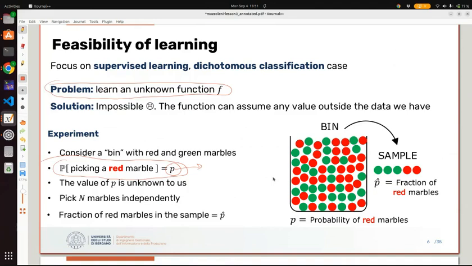Well, you can take a sample. You can take random balls from the bin and check how many red marbles you picked up. And we know that as long as this sample is big enough, the number we are going to obtain here, the probability of picking a red marble, will eventually converge to the true probability.